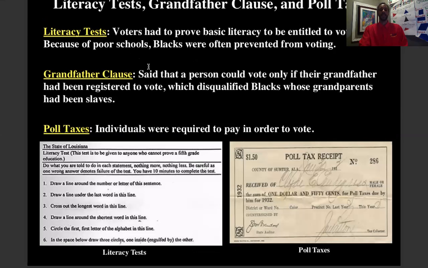Some of the ways they used to prevent Blacks from getting the right to vote were literacy tests, grandfather clauses, and poll taxes. Here's an example of a literacy test. If you see, they had funny questions. "Draw a line around the shortest word in this line." We all know you can't draw a line around. That would be a circle, correct? And here's a receipt of a poll tax.